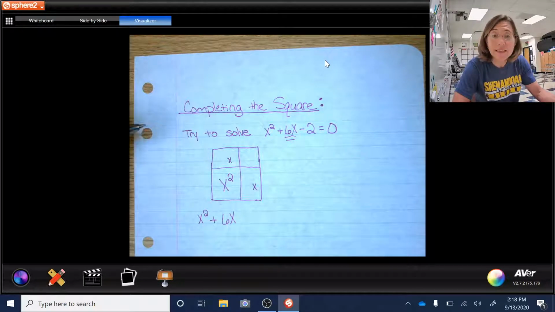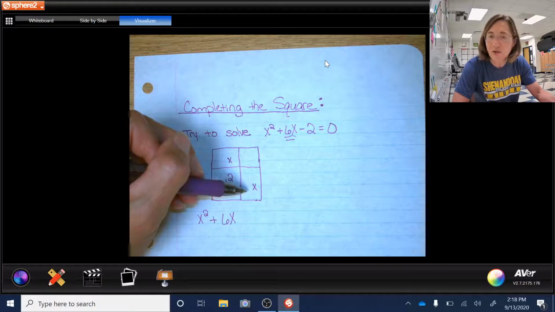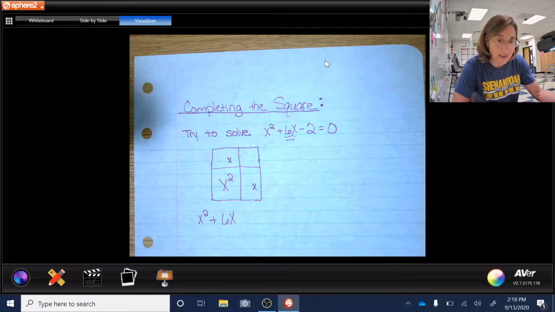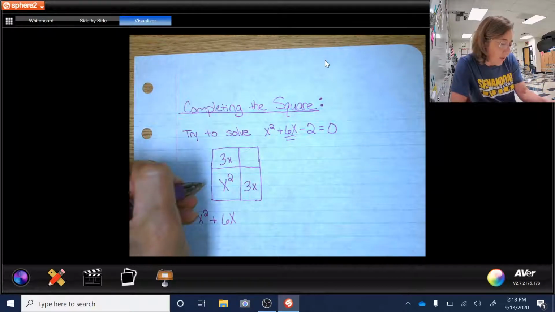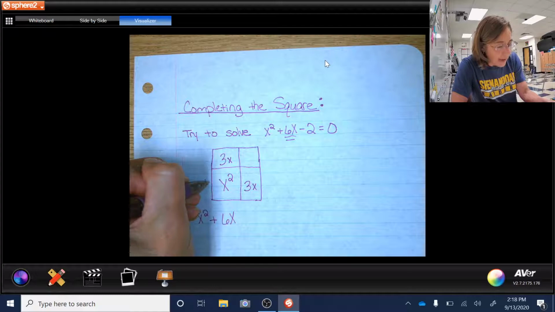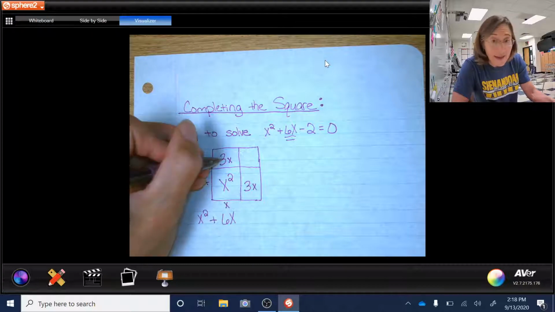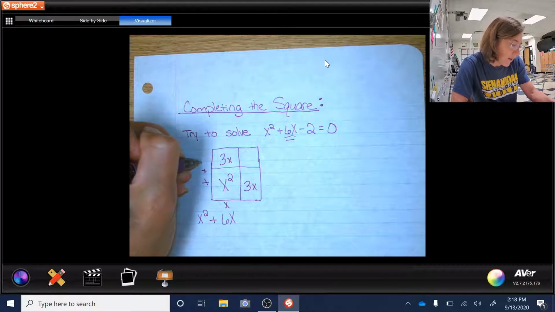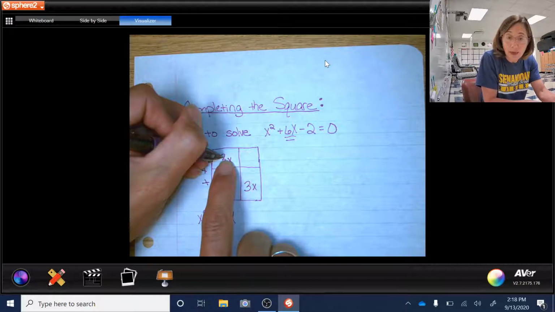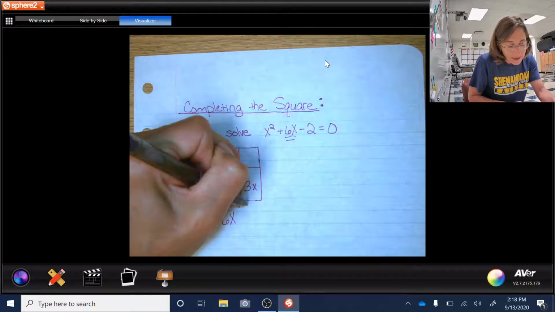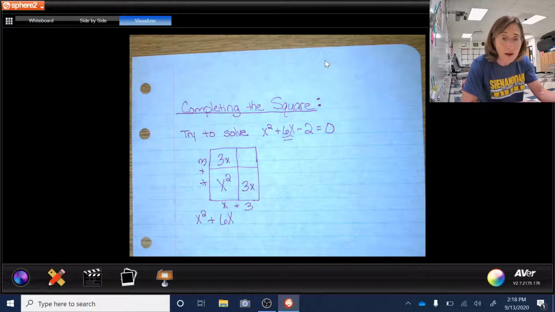If I want this to have the same length and width, then how many x's do I need to put in each of those zones? Well, if I split it up evenly, I'm going to put 3 x's in each of those zones. To get this x squared, I would have to have an x by x. X times x is x squared. To have a 3x in this top box, I would need an x plus 3, because multiplying length times width, 3 times x would give you that 3x. Same thing here, because x times 3 would give you this 3x. So we are making a square here.